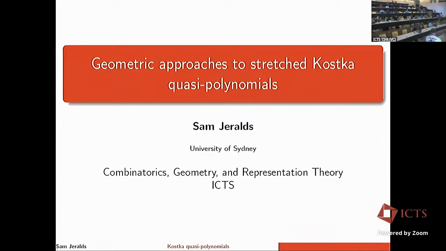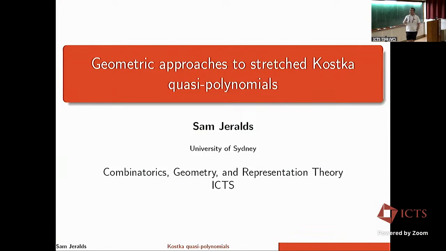And since I flew in yesterday, I wanted to talk about something perhaps a little easy and a little simple, which is this idea of geometric approaches to these objects called stretched Kostka quasi-polynomials. Just a word for people who do algebraic combinatorics: this is not an associative title. It should be stretched Kostka. Those are the words that you should group together, and not Kostka polynomials. These are not the Kostka polynomials that you may know and love, although I think there is a lot of interesting overlap with that story that is still yet to be looked into.